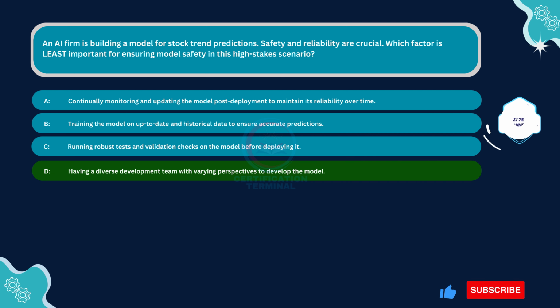While diversity can bring valuable insights and perspectives to the development process, it does not directly influence the safety or reliability of the model. Safety and reliability are primarily ensured through rigorous data collection, robust testing, and continuous monitoring and updating, rather than the composition of the development team. While diversity may contribute to a more comprehensive understanding of market dynamics and user needs, it is not a prerequisite for building a safe and reliable model.